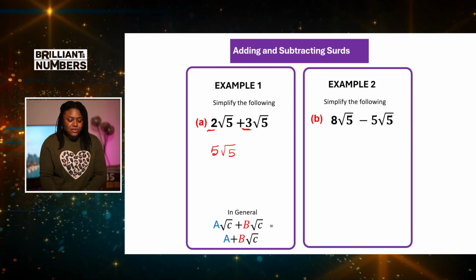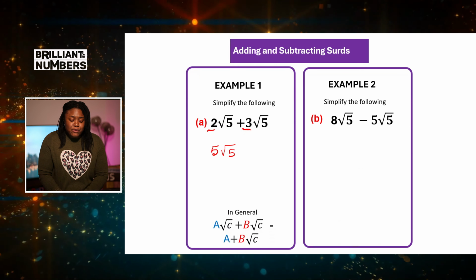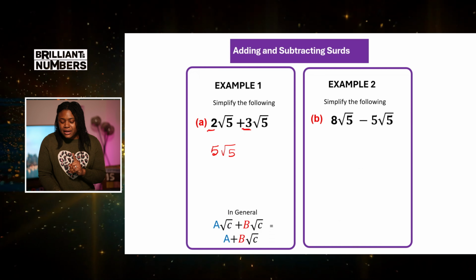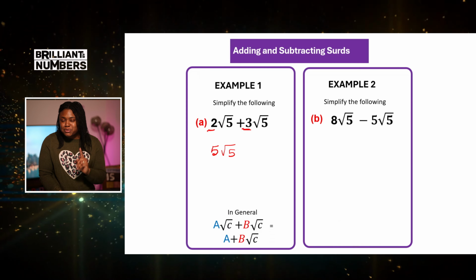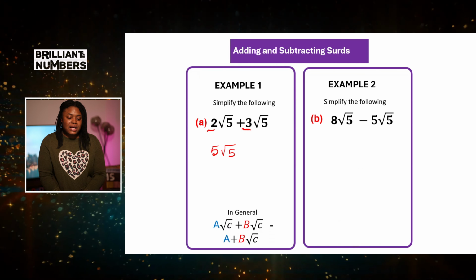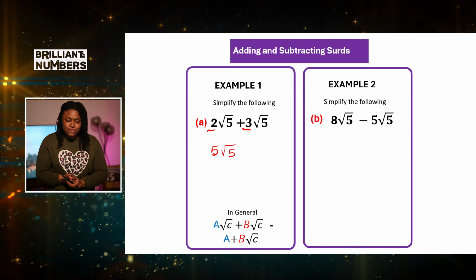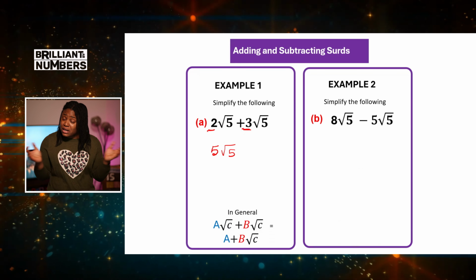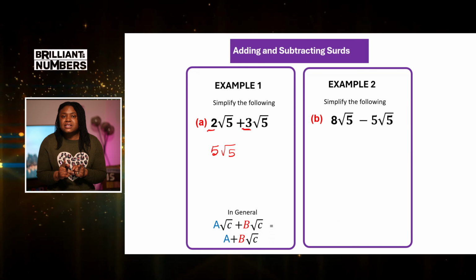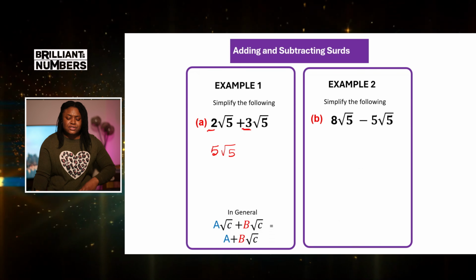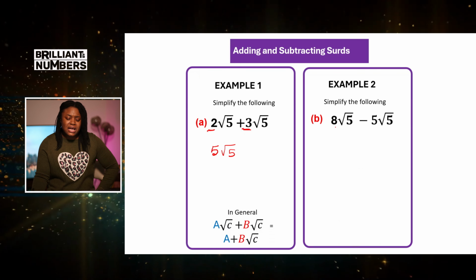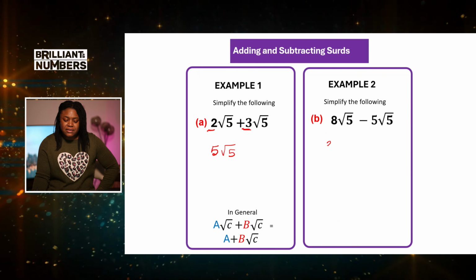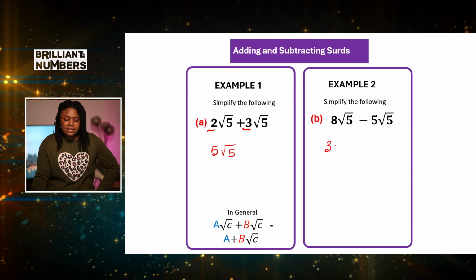Now, in general, A root C plus B root C will always be equal to A plus B root C. And again, you write that down. Now, the same principle applies for subtraction of numbers. Roots are the same, we subtract coefficients. So here, I'm just going to do 8 subtracting 5 will give me 3, and the common root is 5.